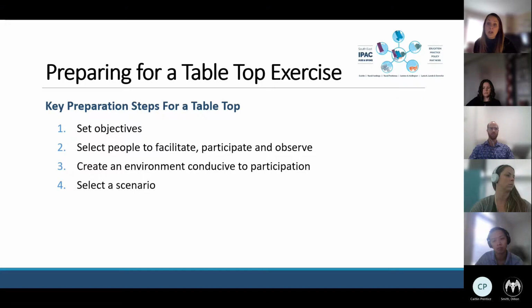And as noted in our objectives today, we are going to provide you with some scenarios to use, and these scenarios can be modified so they relate to your organization and your participants. Lana's now going to review in some detail the different roles and responsibilities involved in a tabletop.